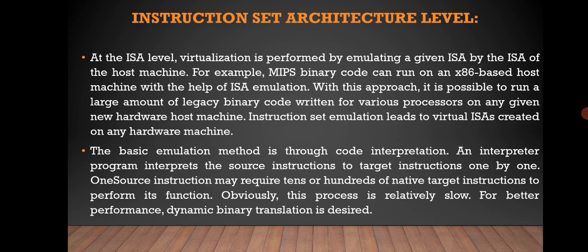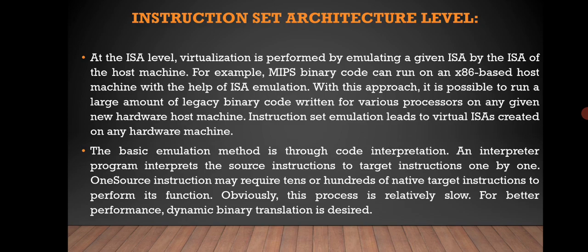At the instruction set architecture level, virtualization is performed by emulating a given ISA by the ISA of the host machine. For example, MIPS binary code can run on an x86-based host machine with the help of ISA emulation. With this approach, it is possible to run a large amount of legacy binary code written for various processors on any given new hardware host machine. Instruction set emulation leads to virtual ISAs created on any hardware machine.